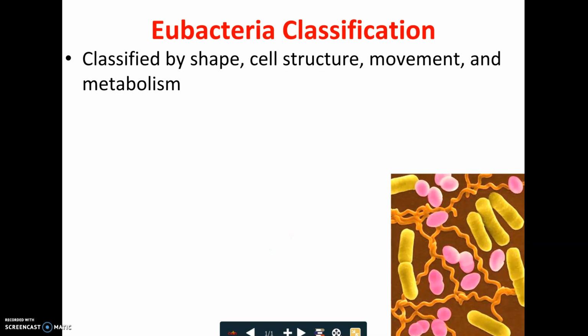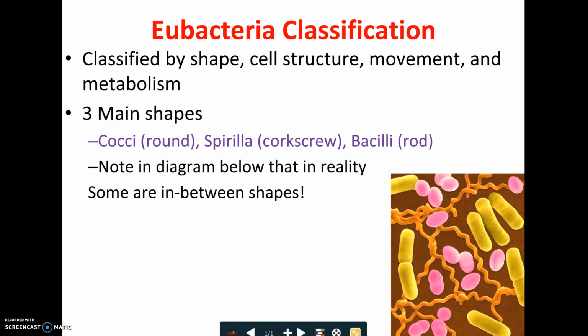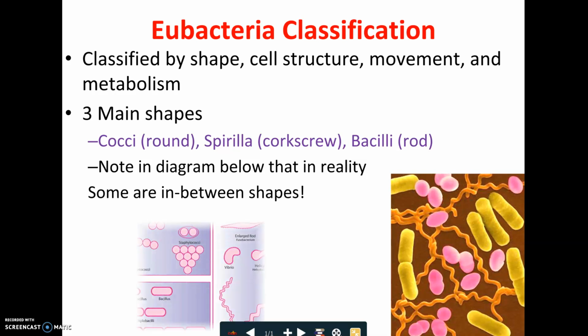So Eubacteria tend to be classified by, number one, their shape. Number two, their cell structure, like what their cell walls are made of, how they move, and how they metabolize, meaning how they use energy. So the three main shapes, there are some others, but the three main ones are cocci, which are round bacteria, spirilla, which are corkscrew or think of spiral bacteria, and then bacilli are rod-shaped bacteria. And here's a diagram that shows all of those.